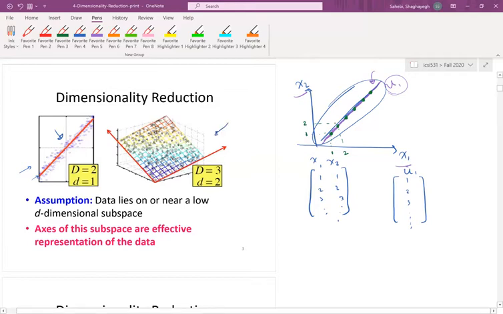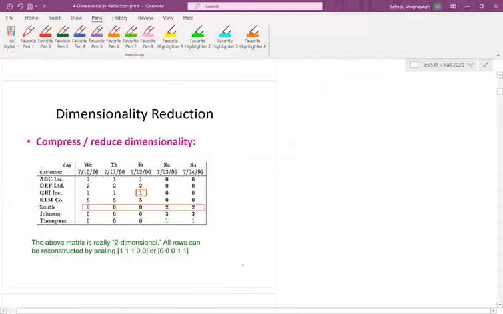Or in this picture on the right, our original space is three-dimensional. So we have three features, for example, in this space. But then we can see that our data points are more or less falling on a plane, which is two-dimensional. So using these two red axes, we can represent our data well enough that we don't need all three axes. So the goal of dimensionality reduction is basically to find all of these axes in lower dimensions that can explain our data well enough.